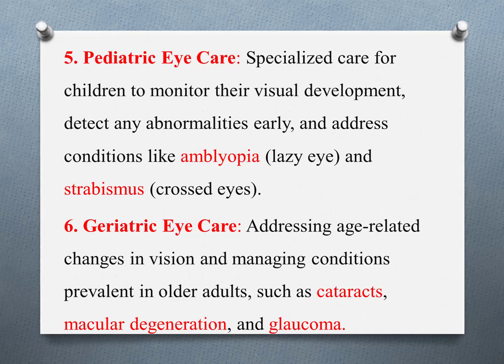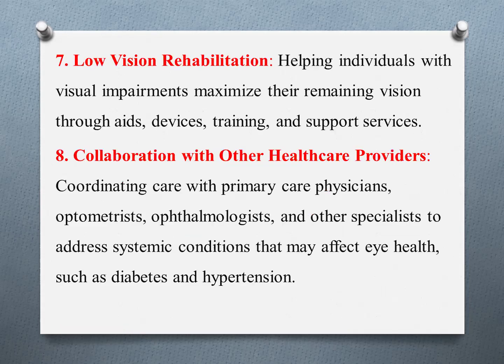Geriatric eye care: addressing age-related changes in vision and managing conditions prevalent in older adults such as cataract, macular degeneration, and glaucoma. Low vision rehabilitation: helping individuals with visual impairments maximize their remaining vision through aids, devices, training, and support services.